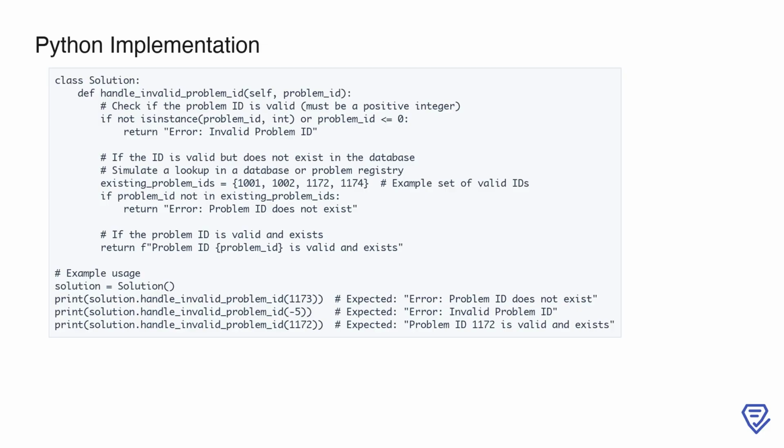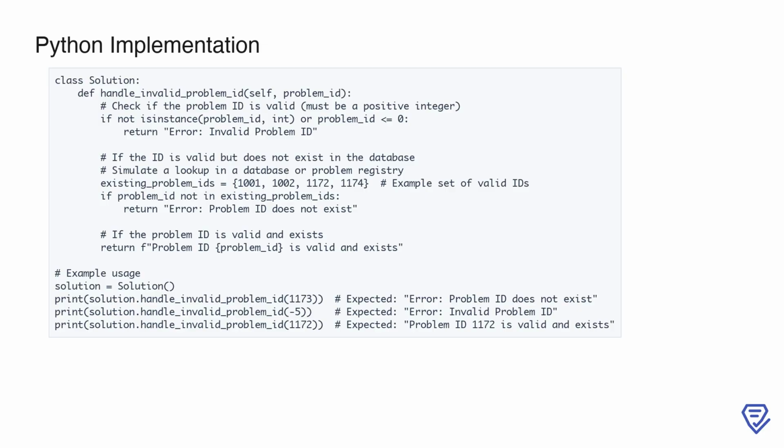2. Problem existence check. If the input passes the validation, the method simulates a lookup in a set of existing problem IDs, existing_problem_IDs. In the real world, this could represent a database or API lookup. If the problem ID is not found in the set, the method returns error, problem ID does not exist. 3. Valid and existing ID. If the problem ID is both valid and exists in the set, the method returns a success message indicating that the problem ID is valid and exists.